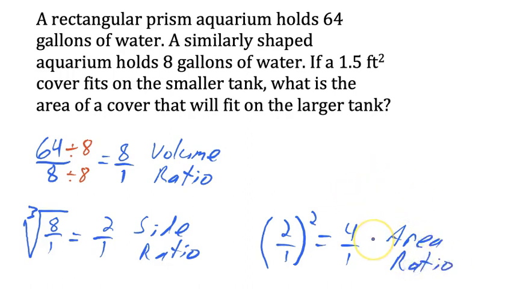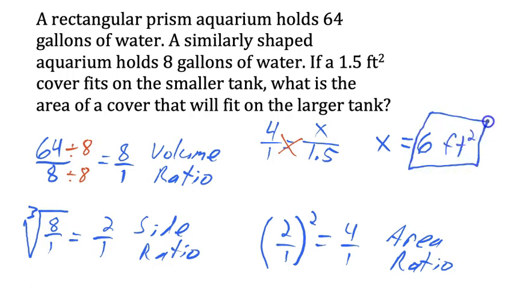So according to our area ratio, the cover on the larger tank will be 4 times larger than the cover on the smaller tank. Let's write a proportion to figure out the area of the cover that will fit on the larger tank. So the larger tank requires a cover with an area of 6 square feet.